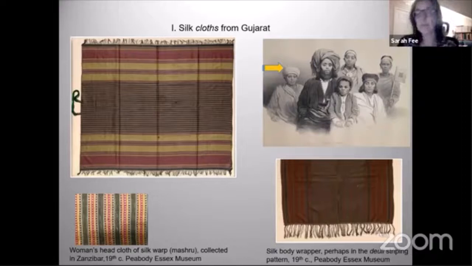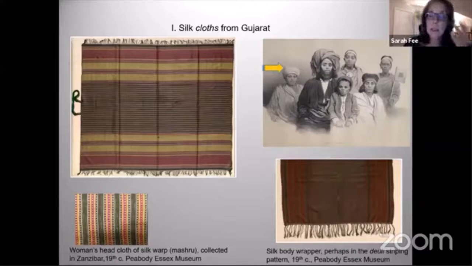And on the right, you see what is probably the dooli cloth, which in one of my earlier slides was on the list of Henry Morton Stanley's textiles that he carried into the interior. And it would have been worn either as a body wrapper or perhaps as a turban by an elite Swahili man.